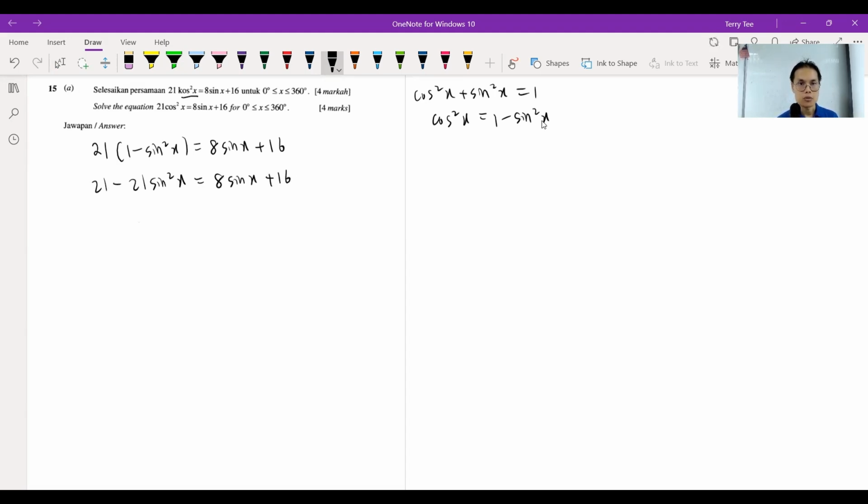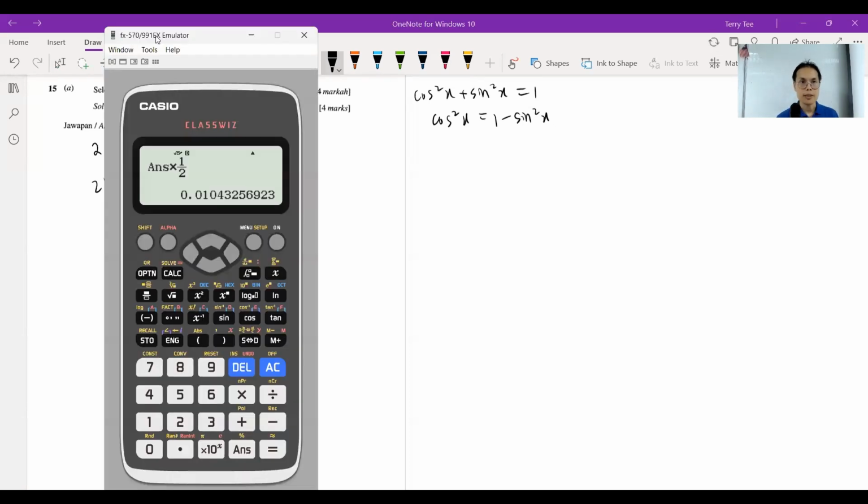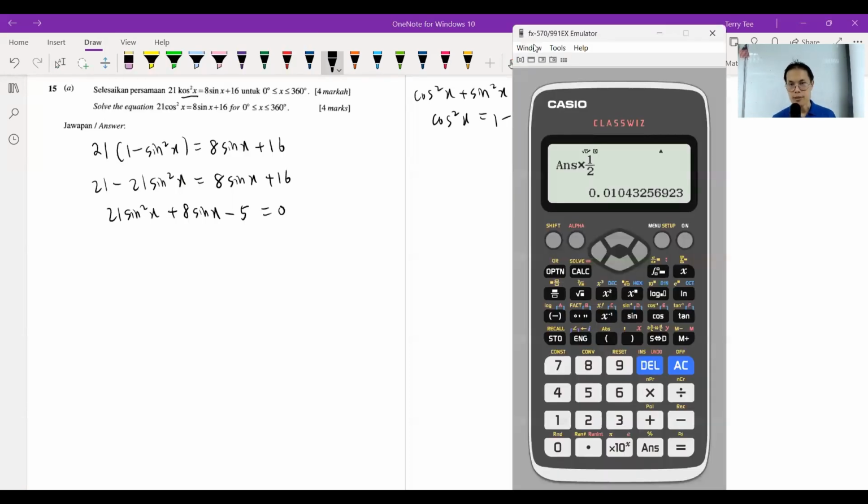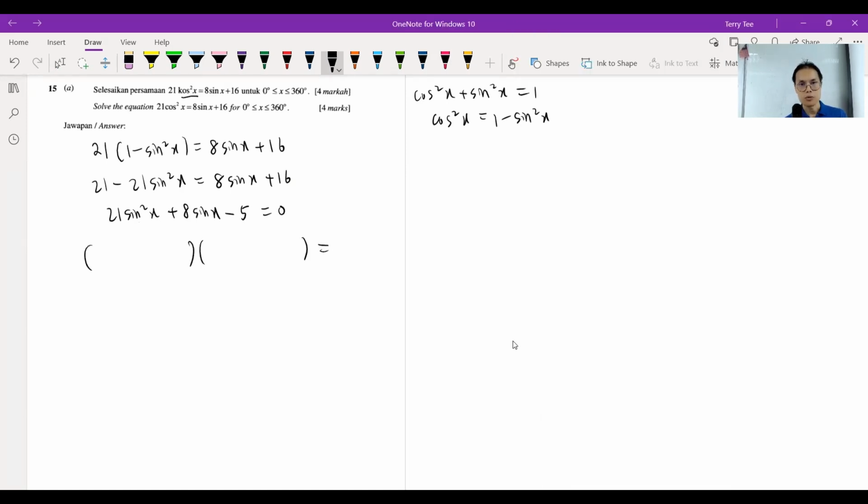Okay, so we bring over: 21 sine square x plus 8 sine x minus 5 equals 0. Okay, 21 times 5 is a big number. I'm going to use my calculator to help me to factorize. Okay, 21 times 5, shift factorize, is 3 by 5 by 7. So to get 8, I must use 15. 3 by 5 is 15, 15 and 7. So I'm going to use 7 here, 3 here. To get 15, this must be 5.